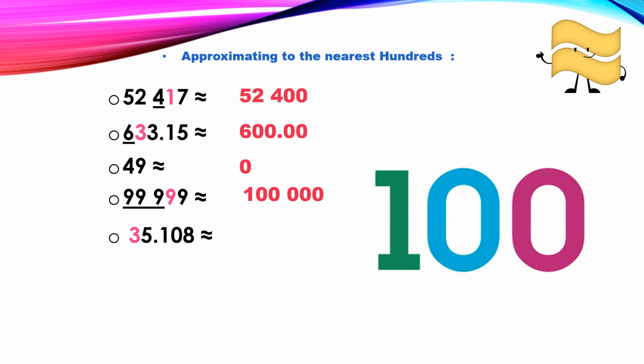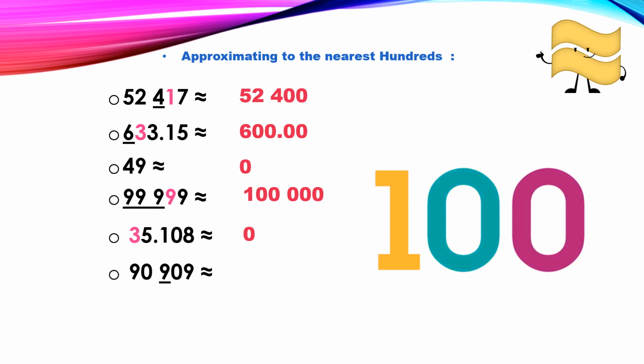35 and 108 thousandths. My eyes on the digit in 100 place, but I don't have 100 place. So I will look at the digit in 10 place. What is the digit in 10 place? It's a 3. Poor or rich? Very good. It's poor. So the answer will be 0 directly.